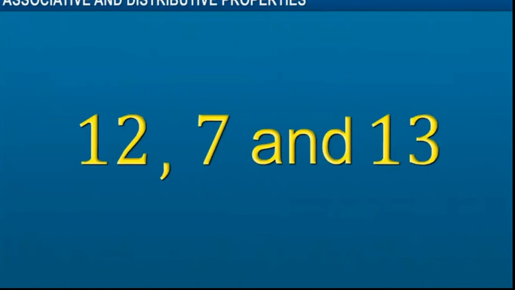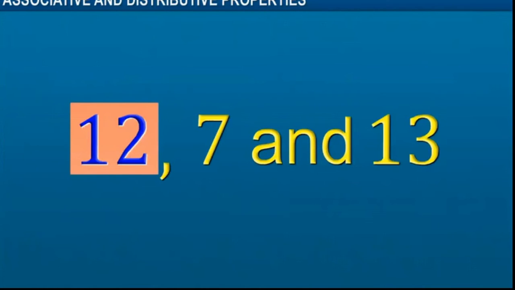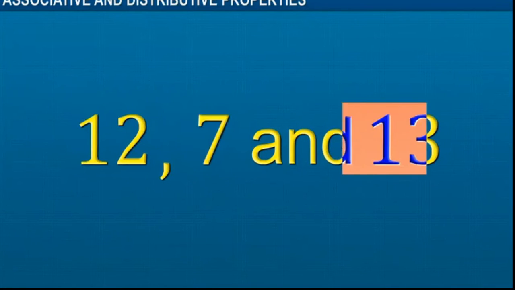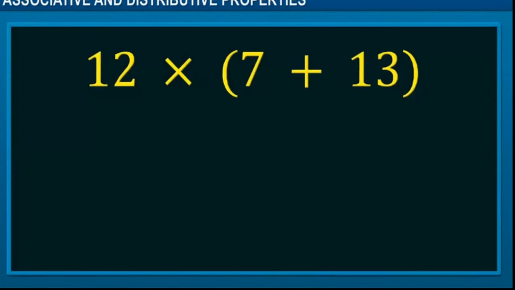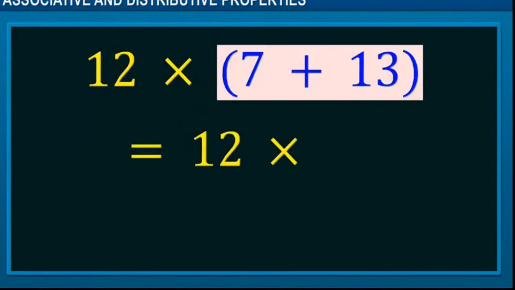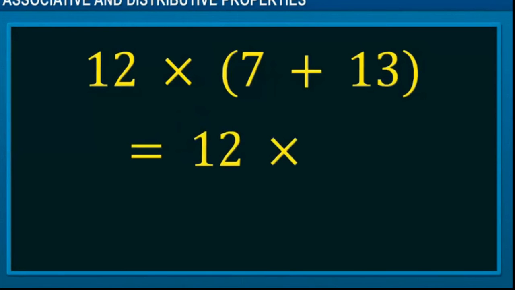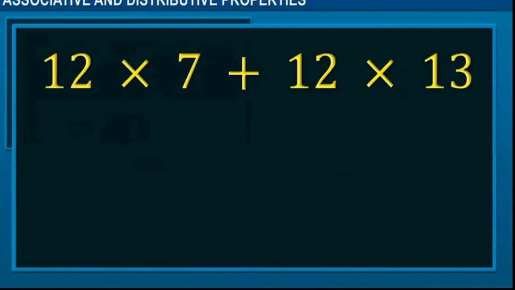Consider the whole numbers 12, 7 and 13. Let's simplify 12 into 7 plus 13. On adding 7 and 13, we get 20. Now, multiply 12 by 20. We get 240.